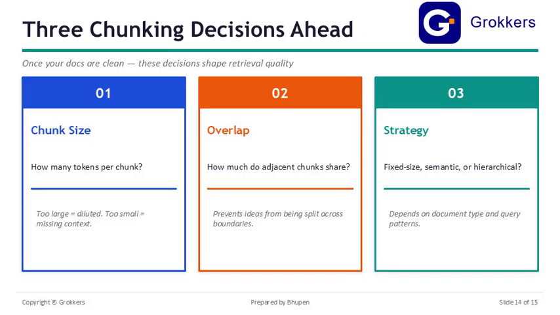The second decision is overlap. How much content adjacent chunks should share. Without overlap, an idea that spans a boundary between 2 chunks gets split and may never be retrieved as a whole. The third decision is strategy, whether to split by fixed token count, by semantic similarity, or by document structure like headings and sections. The right strategy depends on both the type of document and the kinds of queries your users will ask. These 3 decisions interact with each other, and with the pre-processing choices made earlier in the pipeline. So the practical choice before the next lesson is to take a sample of your documents, run them through a cleaning step, and start looking at what your chunks actually contain.